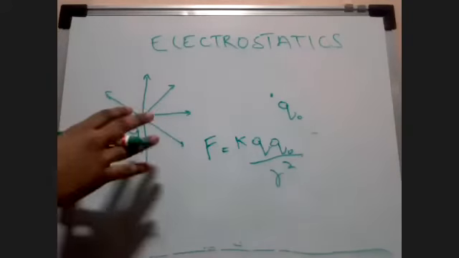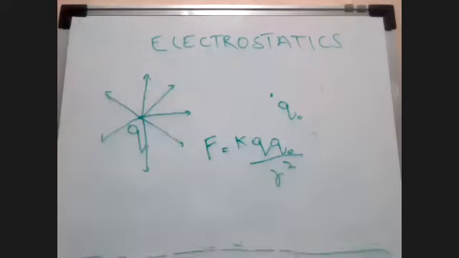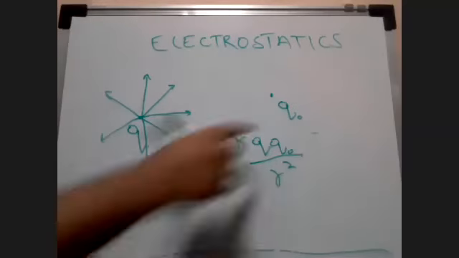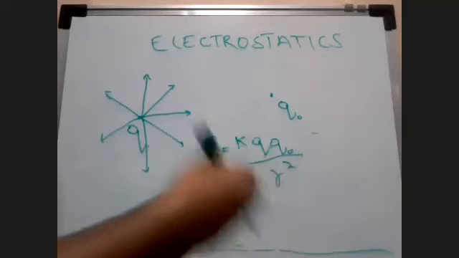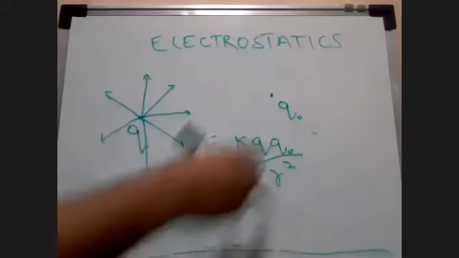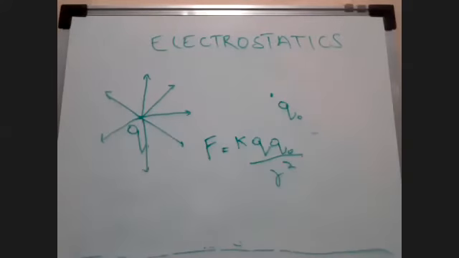And this electric field line takes time to travel. So Q naught won't be immediately affected by Q. It will be affected after a certain interval of time t. Let's consider that time to be t. So when you bring Q naught in the presence of Q, it will experience a force, and that force is termed as electric force, electric field intensity.